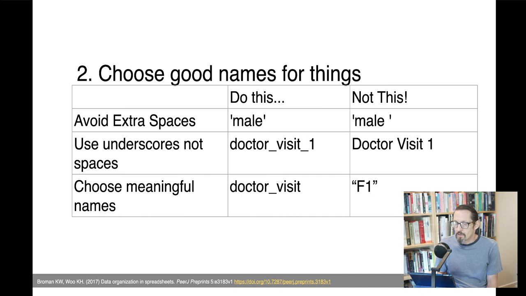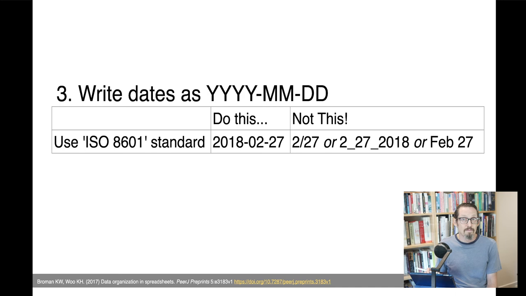And also, stick to the naming routines we've talked about using underscores. Make sure that you have consistent entries, that you don't have extra spaces here. Male with a space is a different entry than male without a space afterwards. ISO standard dates. Yes, please. Please, please, please.